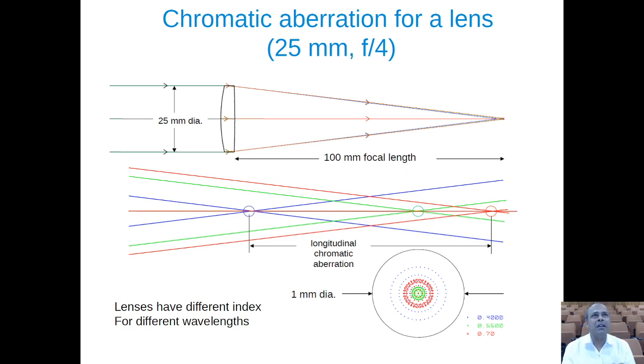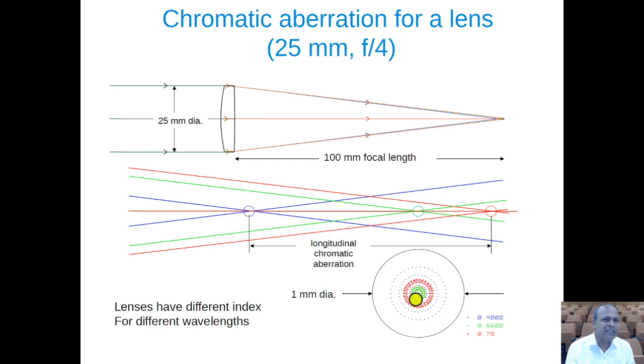So this is a chromatic aberration for a lens. This is for a 25 millimeter diameter, f4 telescope. This chromatic aberration arises because the lenses have a different refractive index for different wavelengths. Three wavelengths are shown over here. This is a blue wavelength. Blue light is focusing over here, the green light is focusing over here, and the red light is focusing over here. When you see a 2D projection at the image plane, it is 1 millimeter in diameter, and all three lights are seen.